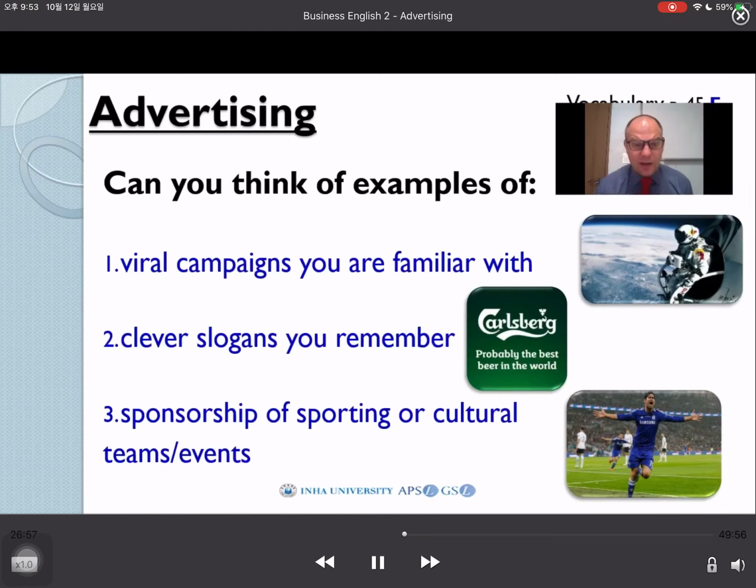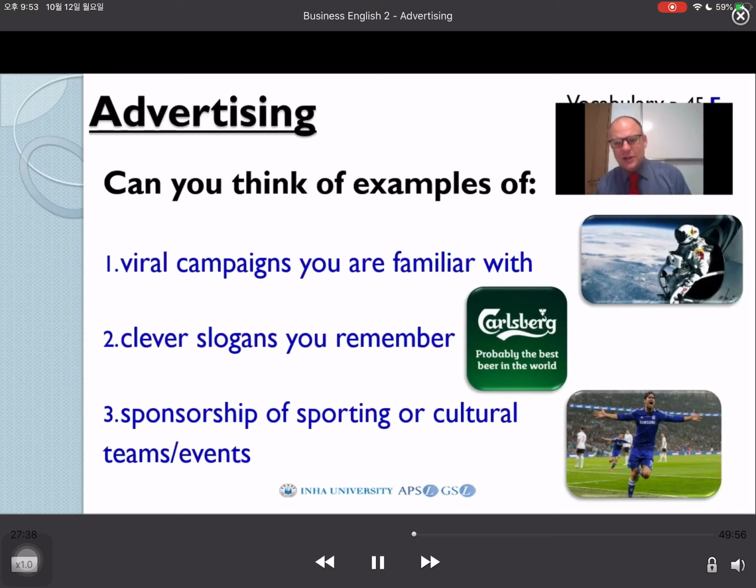Sponsorship of sporting or cultural teams or events. A few years ago now, but Samsung sponsoring Chelsea football team. That was a really big deal there. And I think it's Yokohama. Oh no, they changed again. So it was Yokohama tires after Samsung, and now it's telecommunications company Three sponsoring Chelsea.